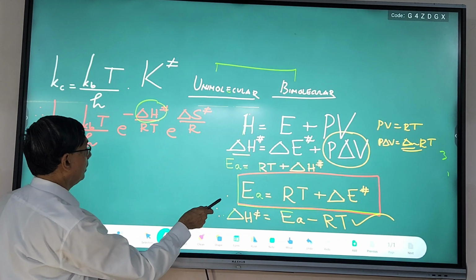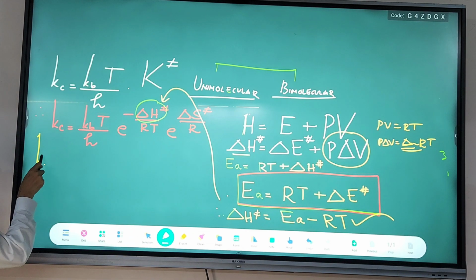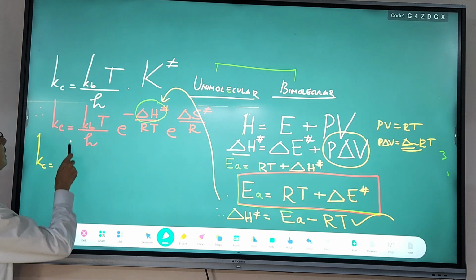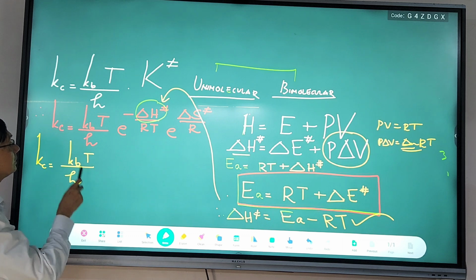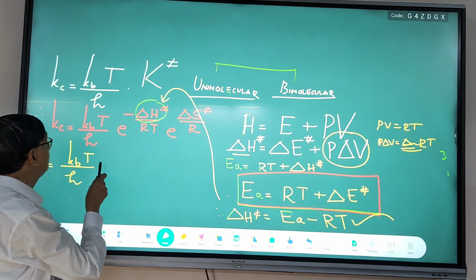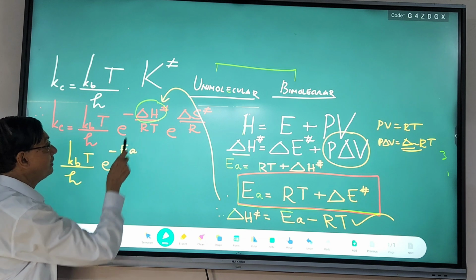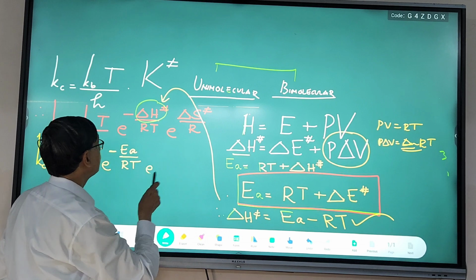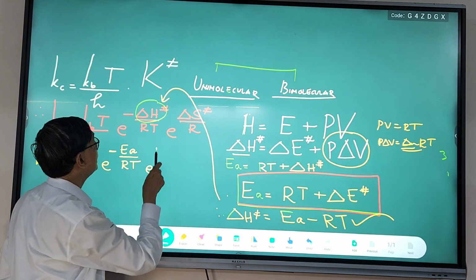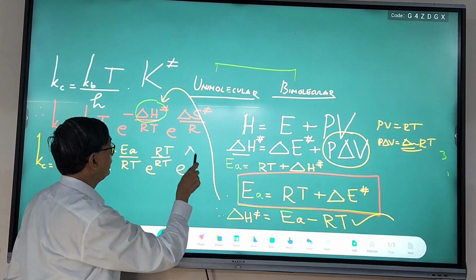Now you substitute the value here from here. So what I am getting now for unimolecular reactions is KBT over H, and here we can write exponential minus. It is very easy, it is replaced, and this RT exponential, because it is minus, so RT by RT, and same thing.